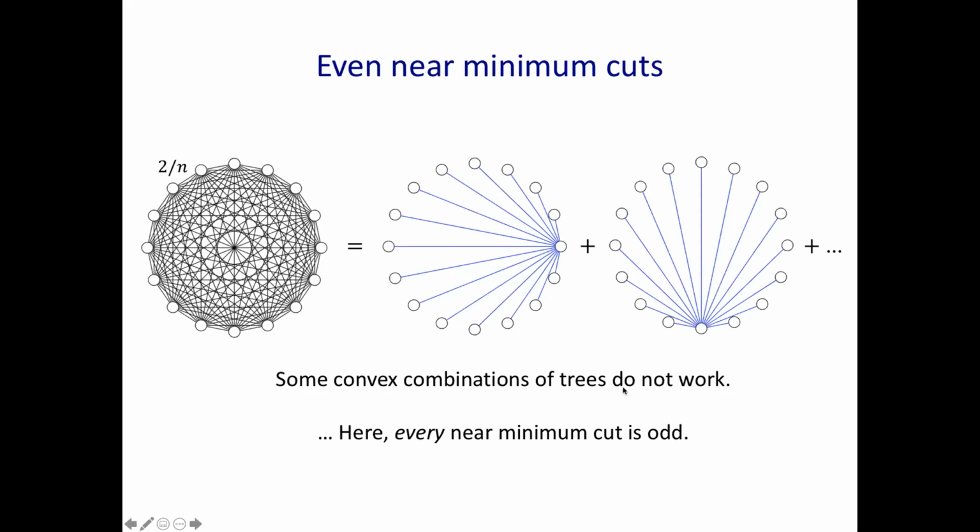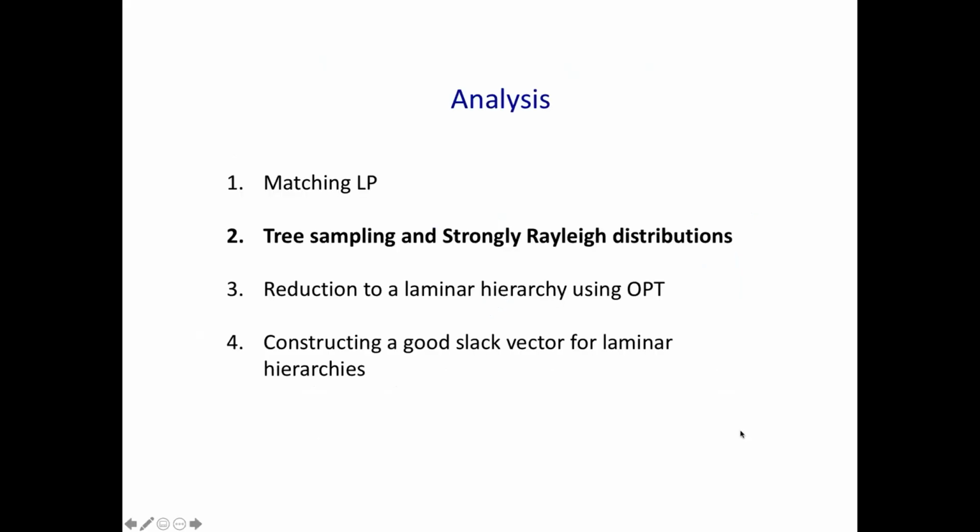And to be clear, the issue here is that even though the expectation of each near minimum cut is 2, our distribution doesn't concentrate at all. The degree is 1 or n minus 1. So this property is at least kind of non-trivial. To get a handle on this, I'll introduce some key properties of our tree distribution, and I'll also discuss the class of so-called Strongly Rayleigh distributions.